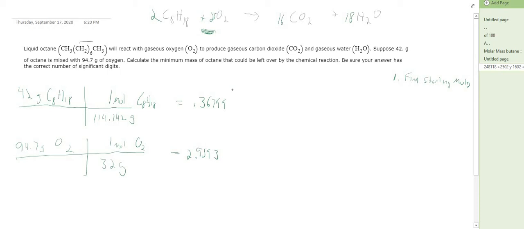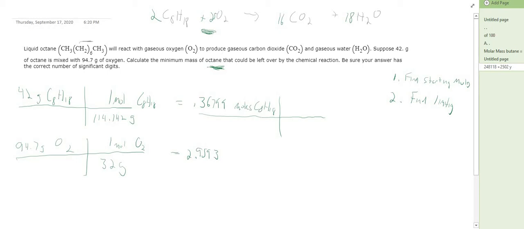Now, the second thing that we want to do in this step is to find the limiting reactant. So which one's going to be used up first? It's asking us to calculate the mass of octane that could be left over. Well, if it's the limiting reactant, it's going to be 0. It's going to be all consumed, and so we need to know that. So this is in moles of C8H18, and let's just choose one of these, and I'm going to choose carbon dioxide.